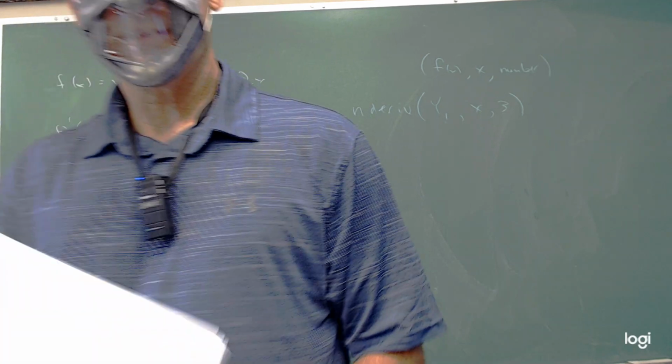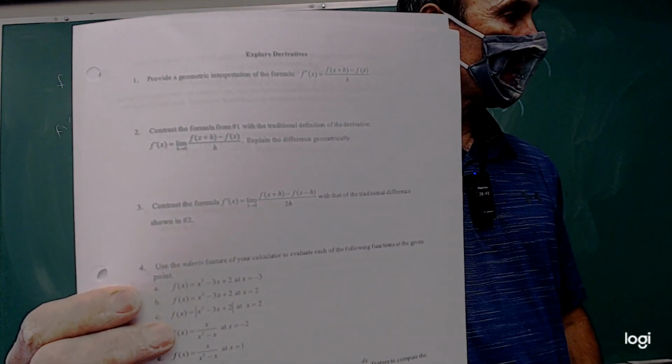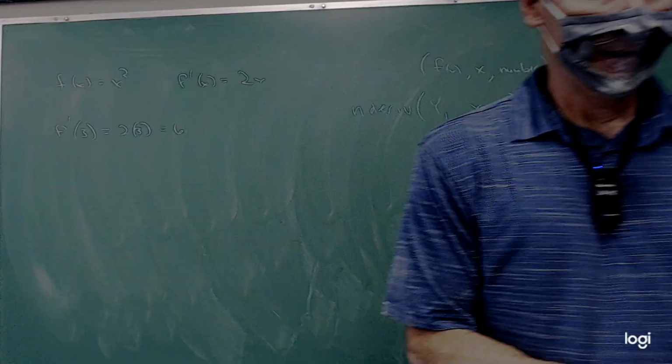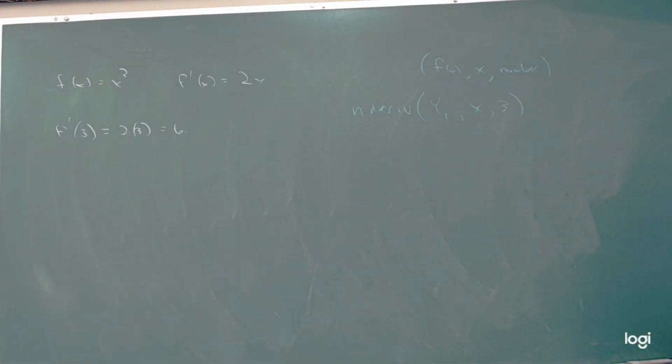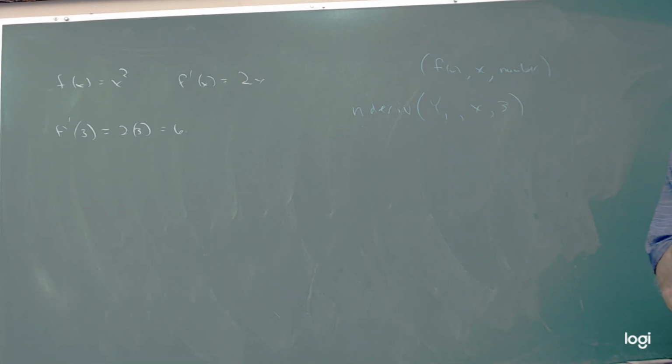So we are looking at this Explore Derivatives worksheet, which is available on Canvas. What we want to do first is to provide a geometric interpretation of that formula, f star of x is equal to f of x plus h minus f of x over h. So what I'm looking for there is draw a graph of a function and see if you can show what that represents.